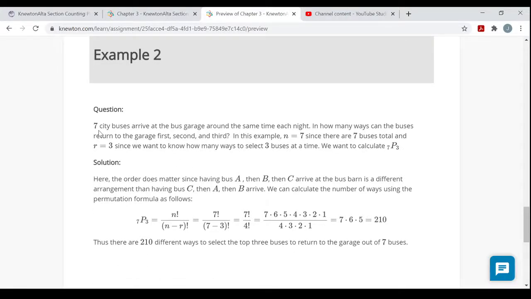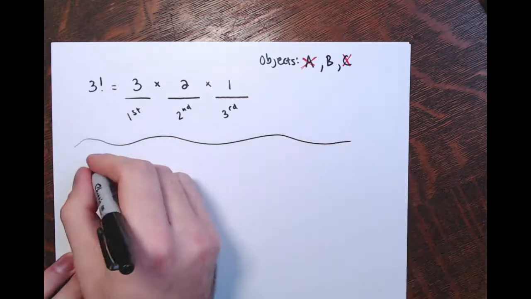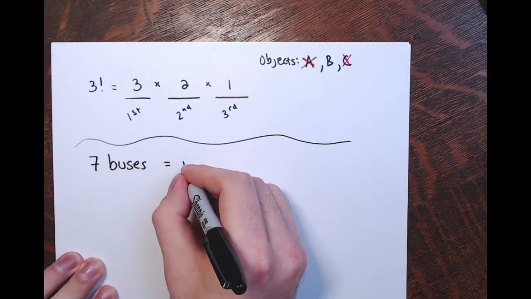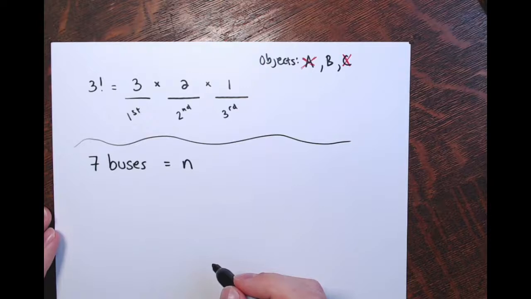So, question. 7 city buses arrive at the bus garage around the same time each night, like earlier. In how many ways can the buses return to the garage first, second, and third? So new problem. Say we have 7 different buses, so that's the n in this case. N is 7. There are 7 different objects I have. The question was, how many ways can the buses return to the garage first, second, and third?